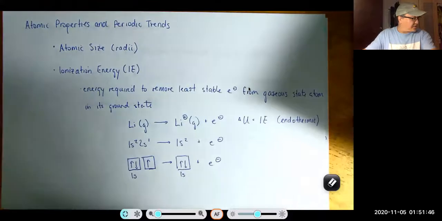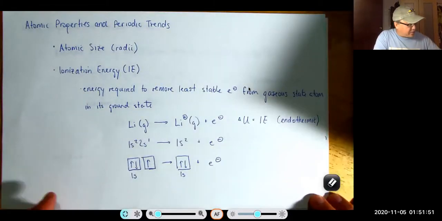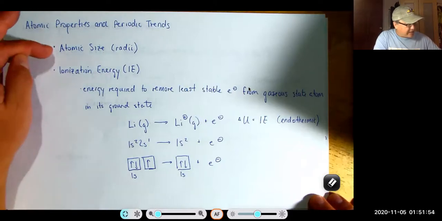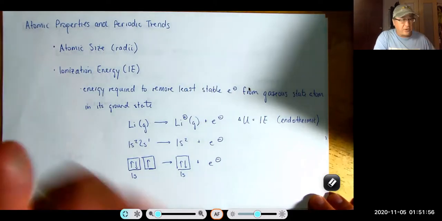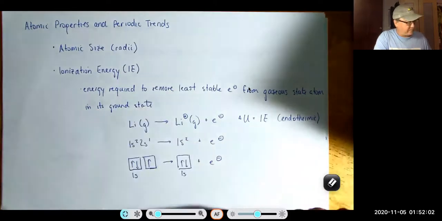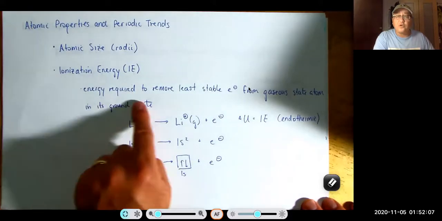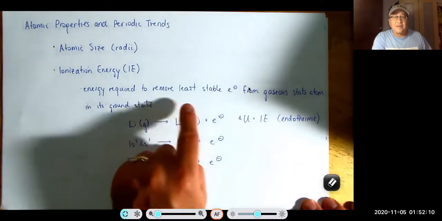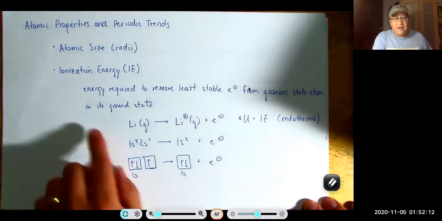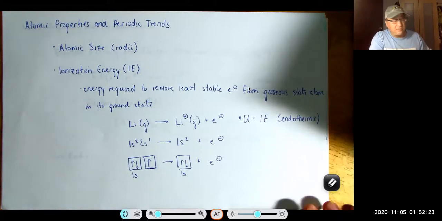So let's take a look first at some of these atomic properties and periodic trends. First, we're going to look at atomic size and ionization energy, and then there will be two more. So atomic size, we're simply looking at the radius of the atom. Ionization energy is the energy required to remove the least stable electron from a gaseous state atom in its ground state. So all the electrons are in the most stable configuration. We're calculating or determining the amount of energy to remove the easiest electron to remove.